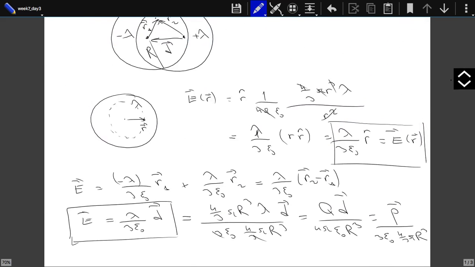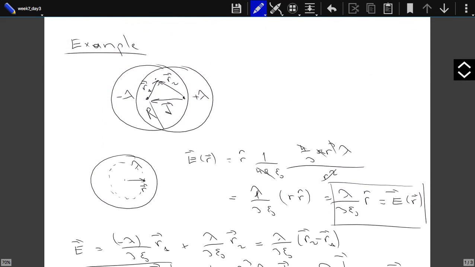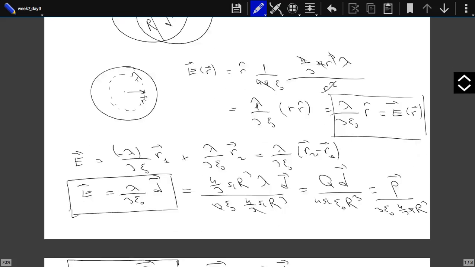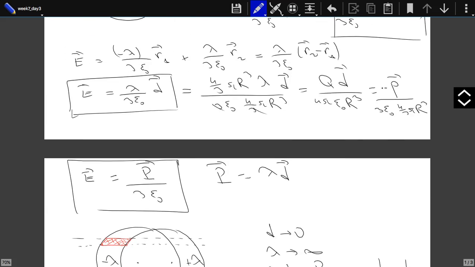Well, just one change. You see, the D vector is pointing from the positive charge to the negative charge. That's how I define the D vector over there. So here I have a minus sign, because the polarization vector is defined from the minus charge to the positive charge. The electric field is pointing in the opposite direction. So here I have a minus sign.